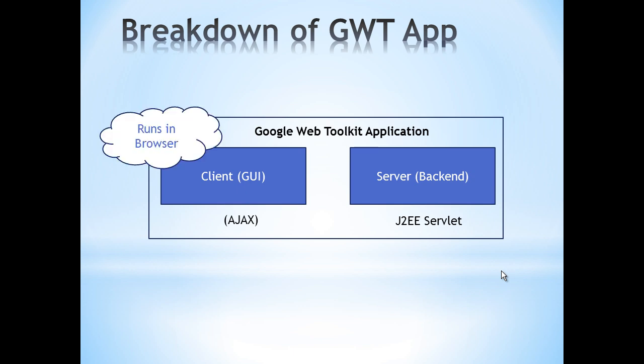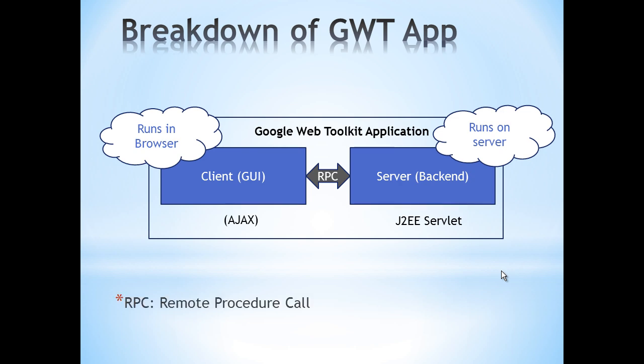Our client GUI runs in a browser, so when we invoke our application, our client code, the HTML file plus JavaScript, is downloaded to the browser and executed there. Our server backend keeps running on a server, and these two communicate with each other using an RPC call. And what does RPC mean? Well, it means remote procedure call.